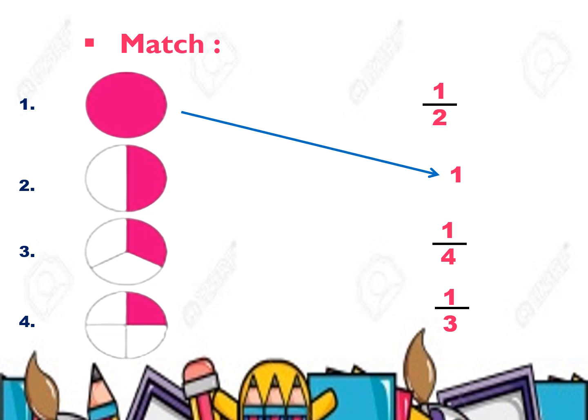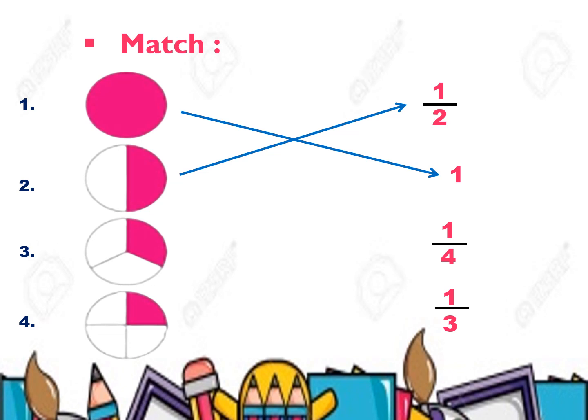The second circle I have here divided into 2. So the total part 2. And I have the one part colored. So I will write 1 over 2. I will match it to 1 over 2, called 1/2 or 1 over 2.